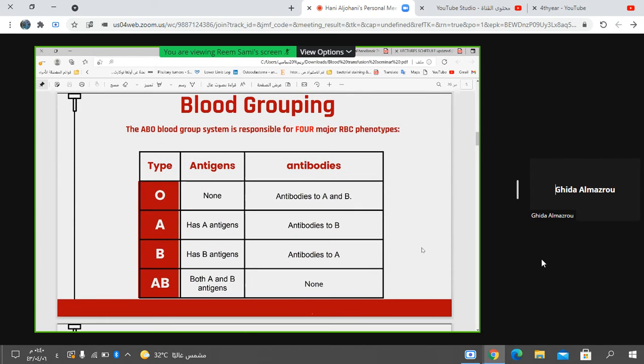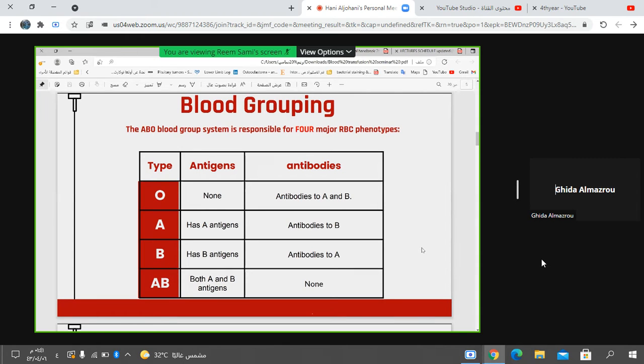Okay, so the ABO blood group system is responsible for 4 major types, as we know. We have O, A, B, and AB. In O, we have no antigen, but we have 2 antibodies, which are A and B. Because it lacks any antigen, type O can only receive blood from type O, but it can give blood to any blood group. That's why we call it universal donor.